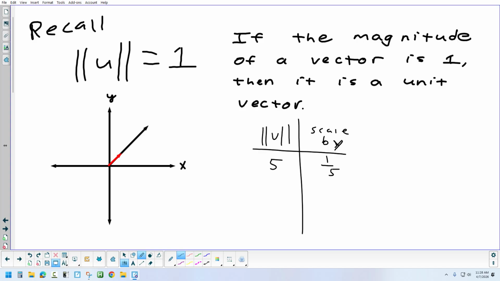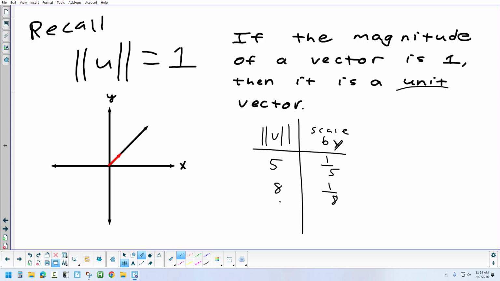Okay. So what we're doing is we're just going to make a table that shows, if I give you a vector, what you scale it by to turn it into something that is 1 unit long. We're not changing the direction. We're just making it 1 unit long. What if you had a vector that had a magnitude of 8? What would you scale it by to make it 1 unit long? Yeah, you'd scale it by 1/8.